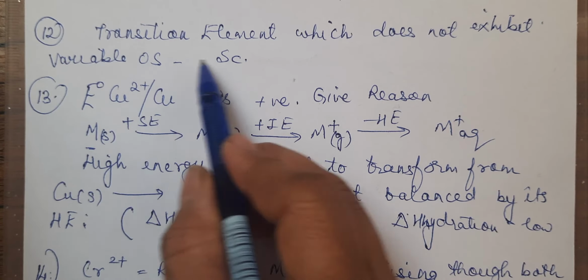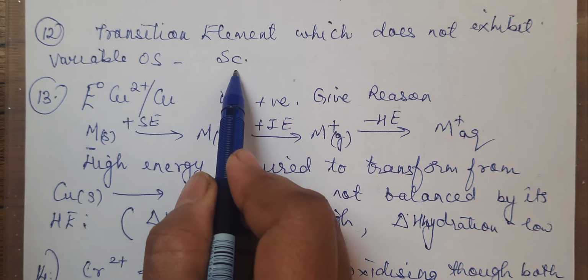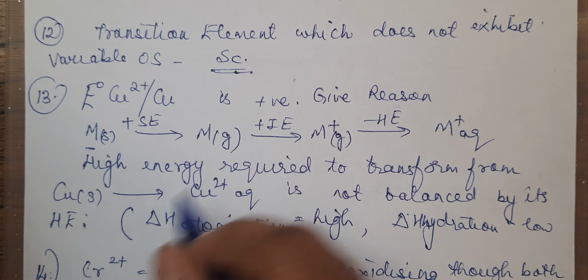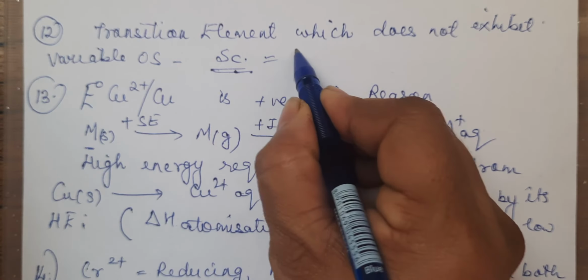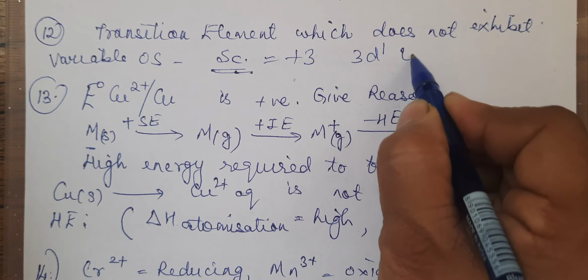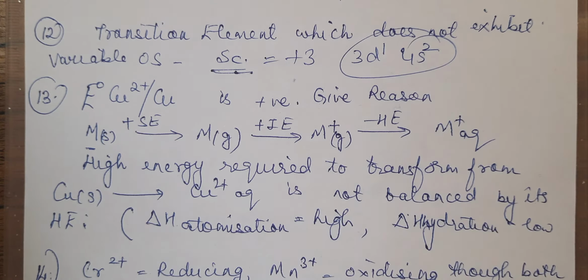Suppose you are asked which transition element does not exhibit variable oxidation state. You will write down scandium. It shows only one oxidation state, that is +3. It will show only +3 because its configuration is 3d1 4s2. So all three will take part in the bond formation.